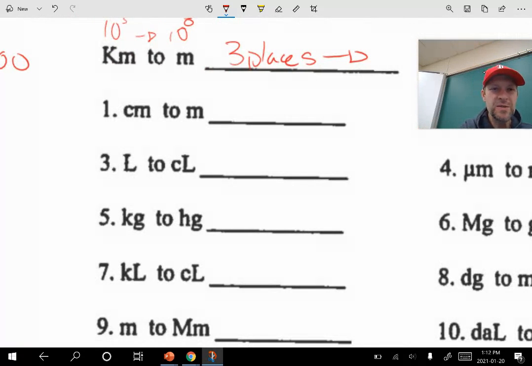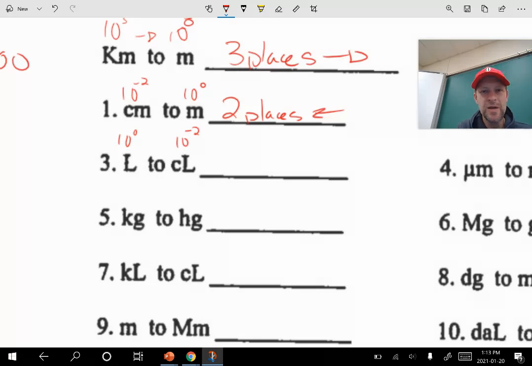Centimeters to meters, that's 10 to the power of negative 2 to 10 to the power of 0. So that's 2 places. In this case, it's moving up the list, so it's 2 places the other way. Liters to centiliters, 10 to the power of 0 to 10 to the power of negative 2. This time we're going down the list, so it's still 2 places, but this time it's this way because we're going down the list.